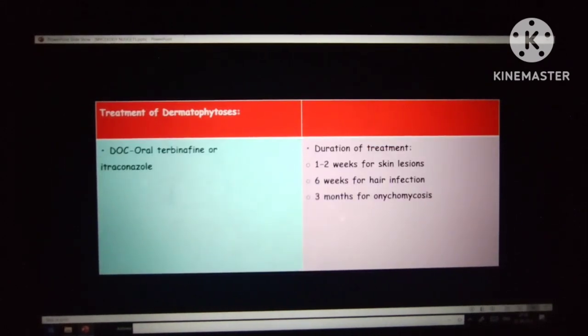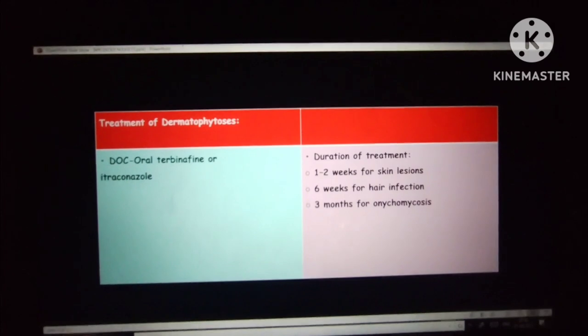Treatment here is usually oral terbinafine or itraconazole. If there is a skin infection, it is for 2 weeks. If it is a hair infection, it is for 6 weeks, and if it is a nail infection, it is for 3 months. So always remember, for nail infection the treatment will be a little longer, about 3 months.